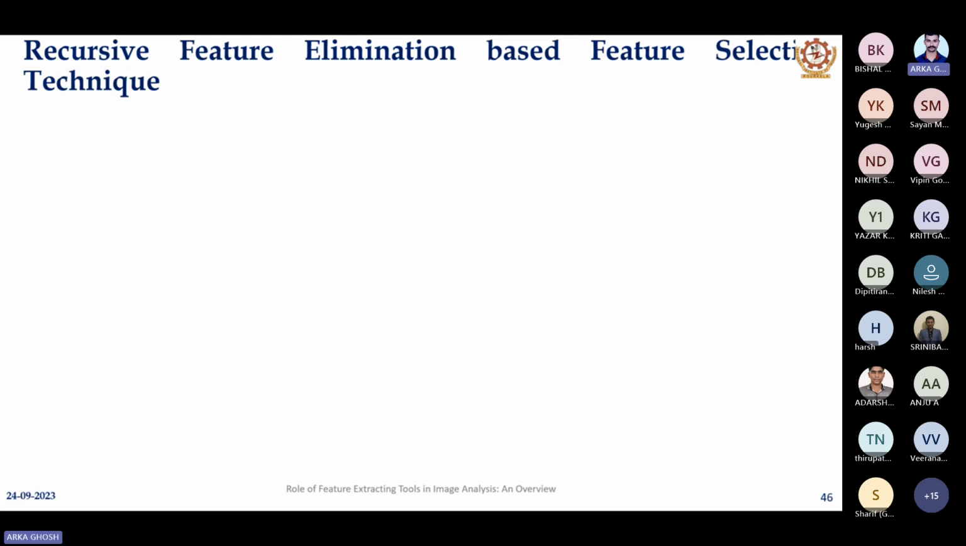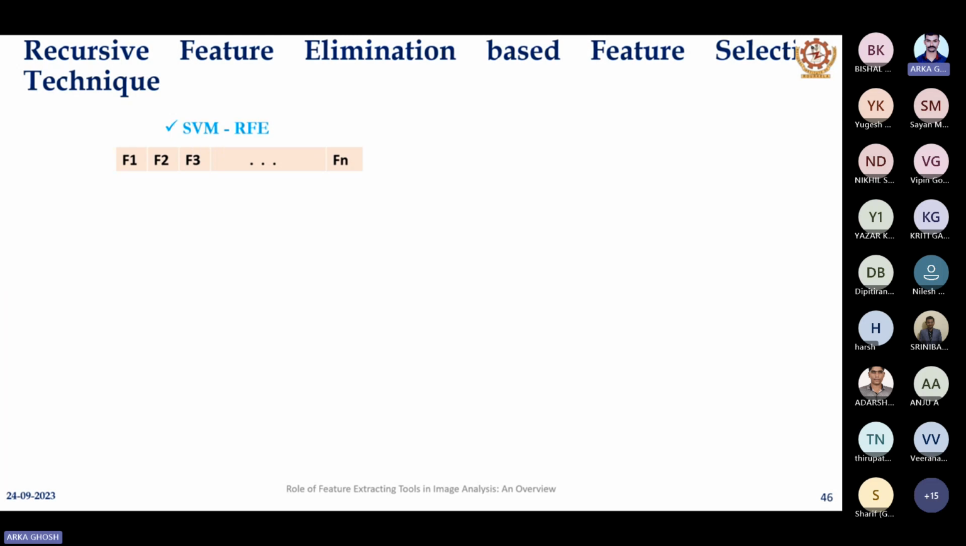Select means we need to select those features which are able to differentiate the two objects with the highest amount of dissimilarity, right? For that, there is a technique called recursive feature elimination based feature selection technique. Shortly it is called SVM RFE.